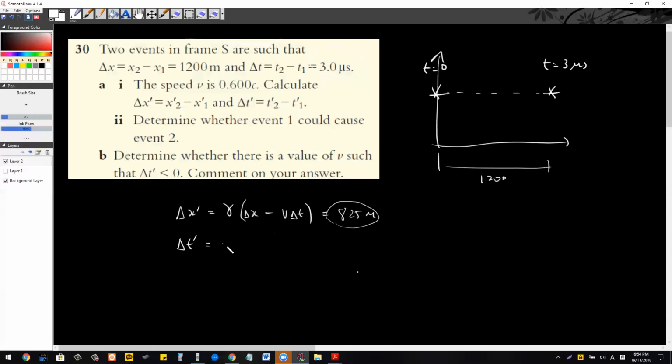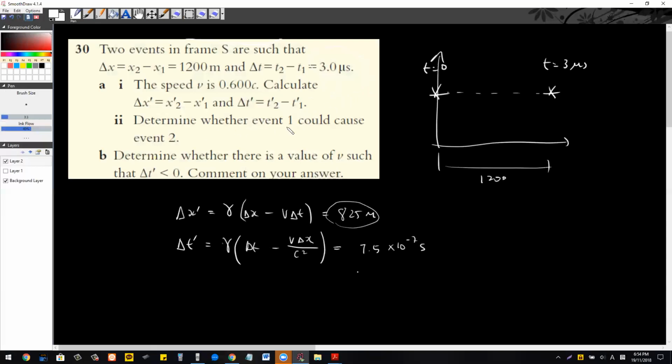Now the t dash, if you also try this, is gamma times delta t minus v delta x over c squared. If you do this, you get 7.5 times 10 to the power of minus 7 seconds. So it's a lot less time, isn't it? So same thing here. You just do that in the same manner as before.